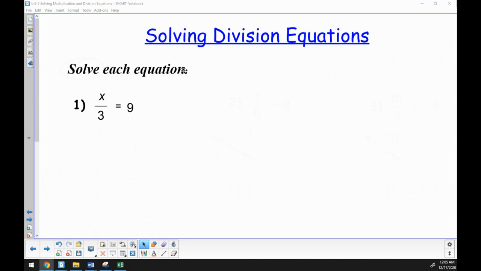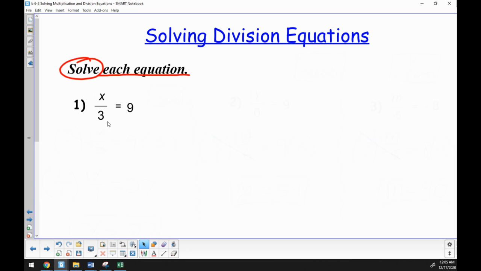Hello, in this video, we're going to review solving division equations. Before we do that, we're going to go over what that means. To solve an equation means to figure out what the value of x is. And an equation is a math sentence that has an equal sign. And as you can see, this has an equal sign.